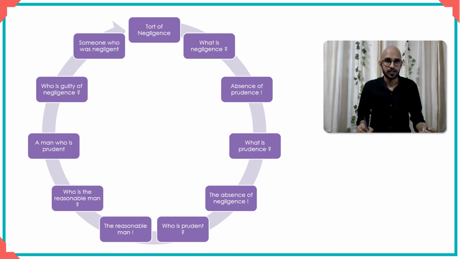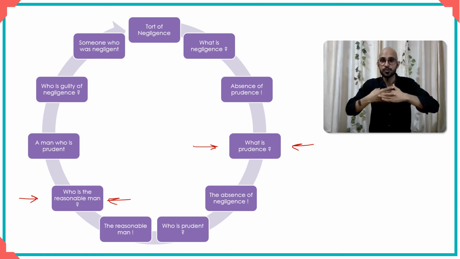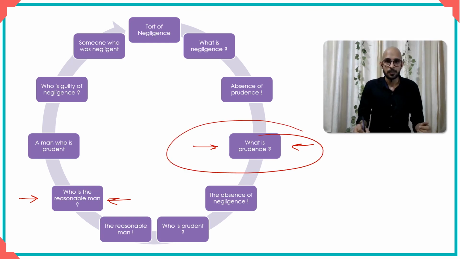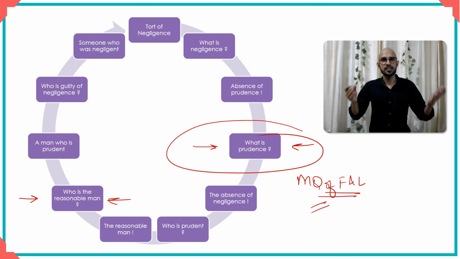So the question of what is prudence, who is prudent, is it a question of law or is it a question of fact, right? Who is a reasonable man? Is it a question of fact or a question of law? You see, the law and facts are so closely interconnected in this that you can't really demarcate. And I just wanted to show you this little example for you to know that these are mixed questions of fact and law, right? So we've seen some questions of fact, we've seen some questions of law, and we've learned the concept of mixed questions of fact and law.